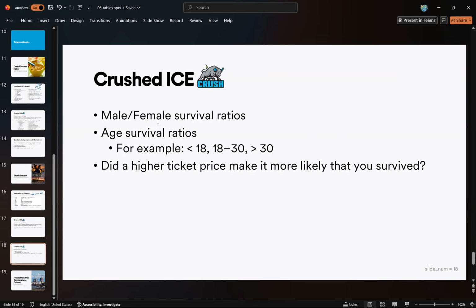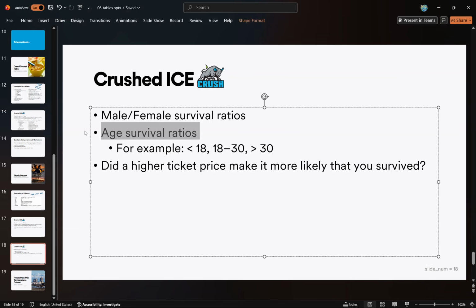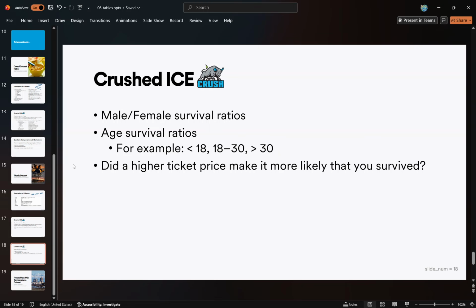And then maybe break it up into ranges as well, like to pick out, okay, did they try to save the children first as well? Find everybody less than 18, get their survival rate, people between 18 and 30, like younger adults, older adults, which had the highest survival rate. I'm thinking maybe the children.